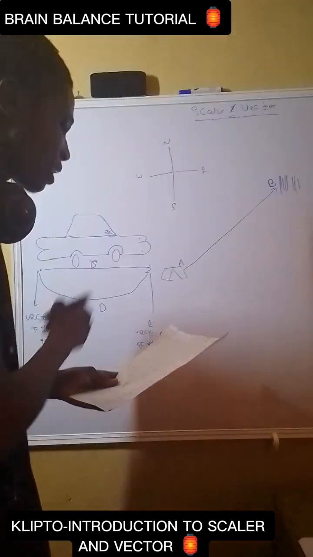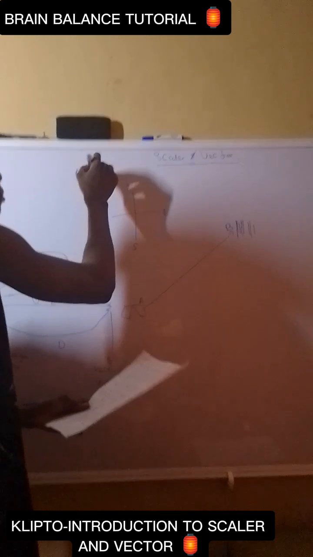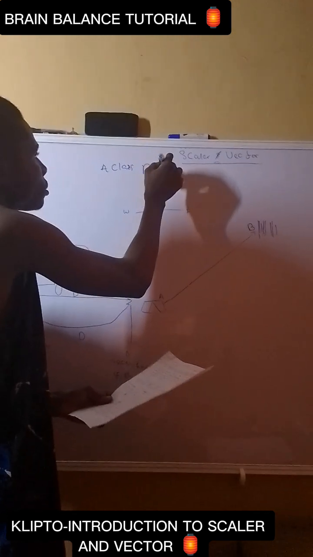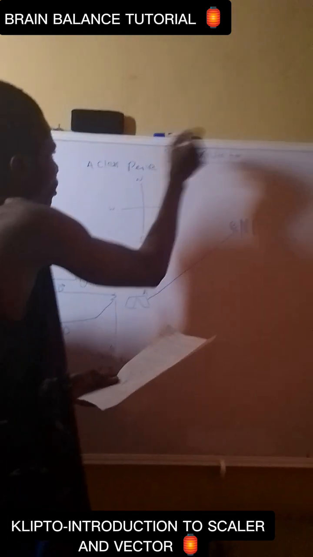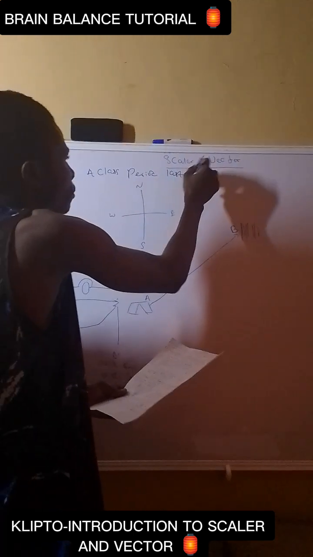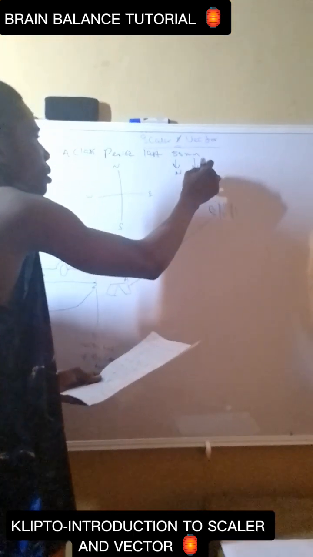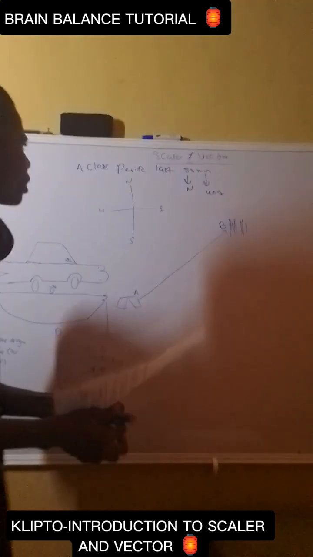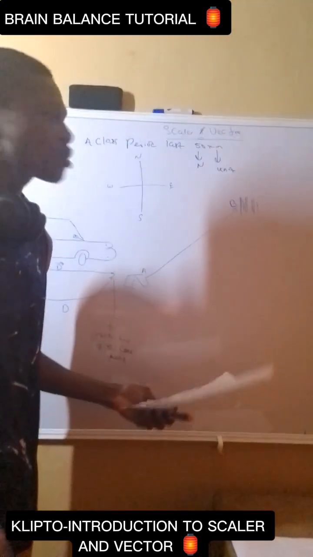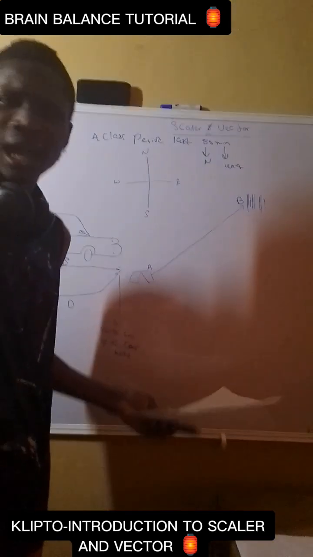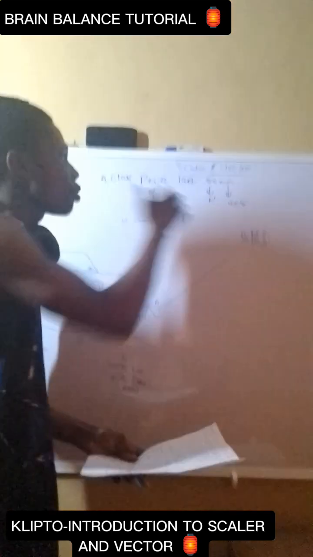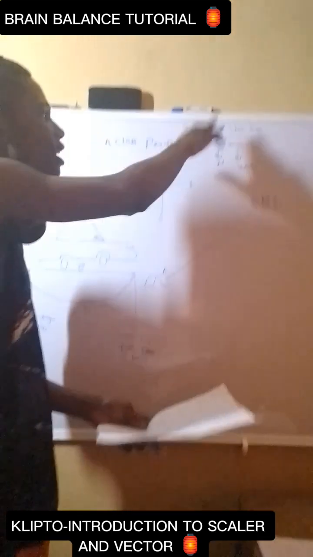Then let's assume I said a class period lasts 50 minutes. This is the number and this is the unit. As you can see, a class period lasts 50 minutes tells us that the class period is actually 50 minutes, but nothing is happening there. So in this category, this is what? This is a scalar, sorry.